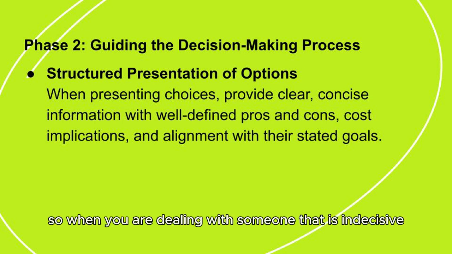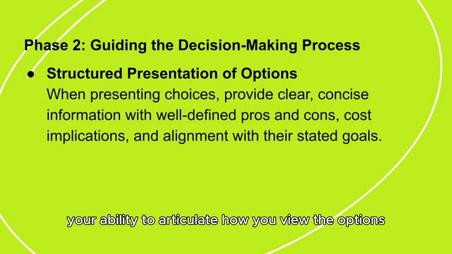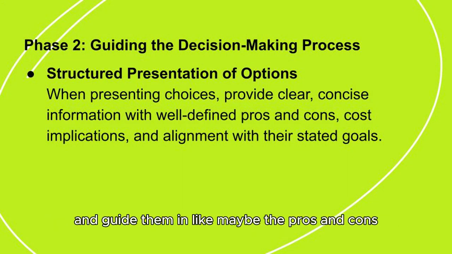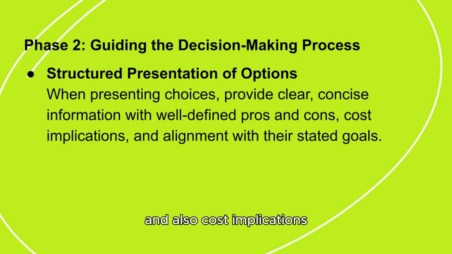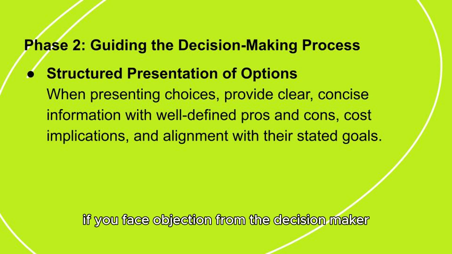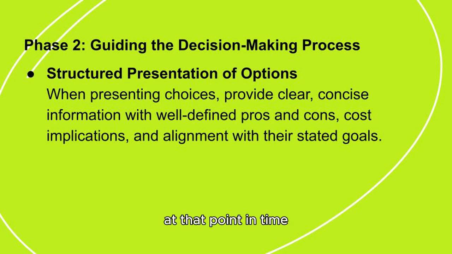So when you're dealing with someone that is indecisive, your ability to articulate how you view the options and guide them through the pros and cons and also cost implications is helpful. And not only that, if you face objection from the decision maker at that point in time, going back to how this task aligns back to the project goals is one way to reduce the indecisiveness.